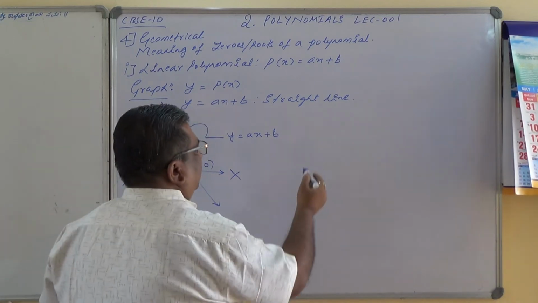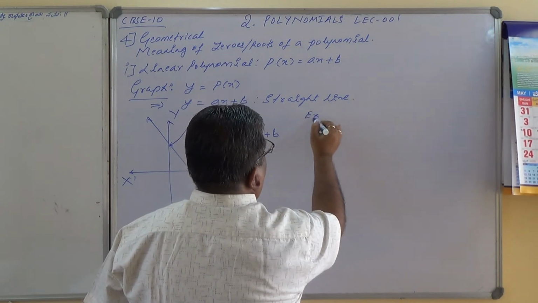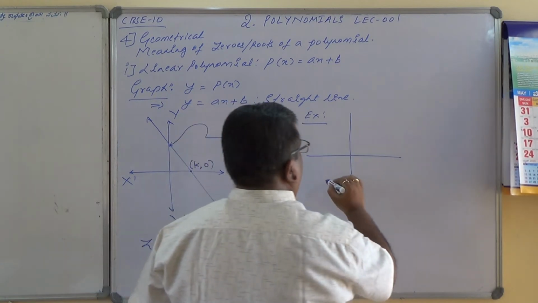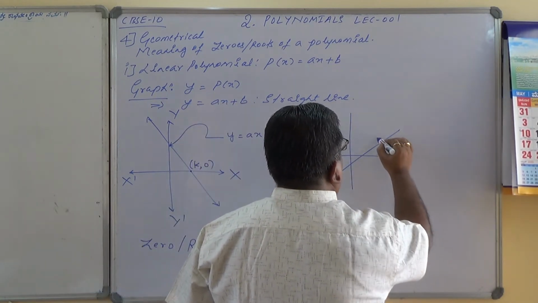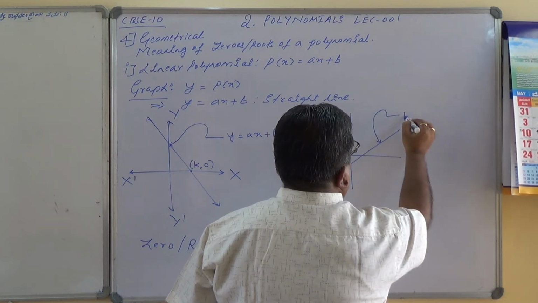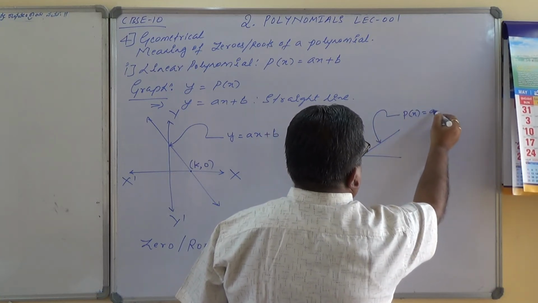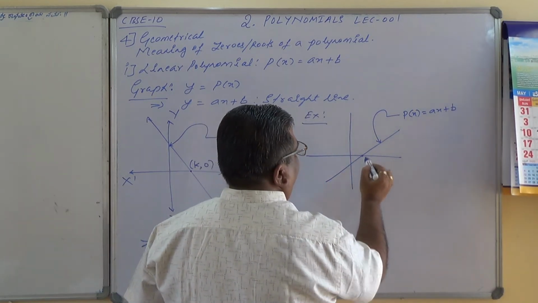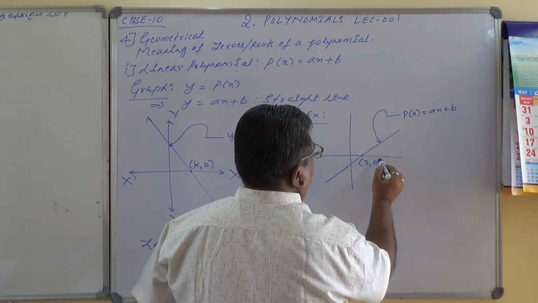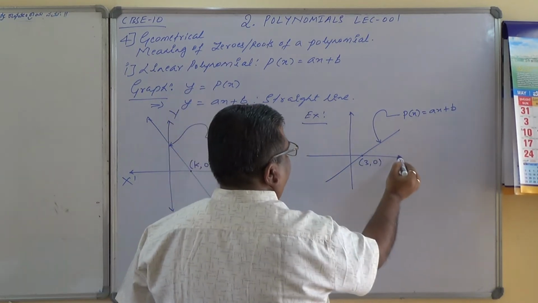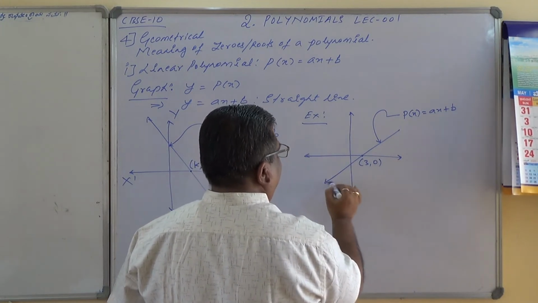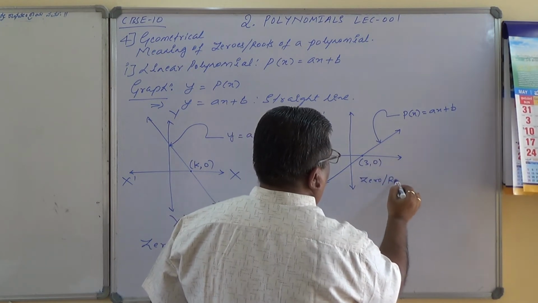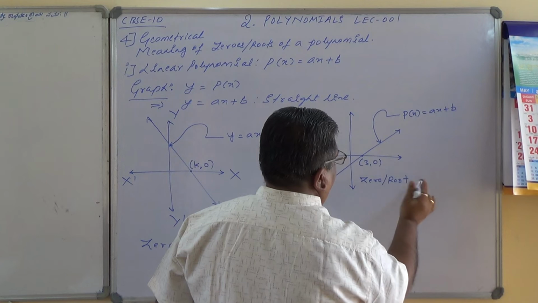Okay, fine. So let us take, for example, one graph like this. This is p of x equals ax plus b. Suppose this point here is (3, 0). So what is the root in this case now? I hope you must have already guessed it. The root or zero is here. Zero or root equals 3 here.